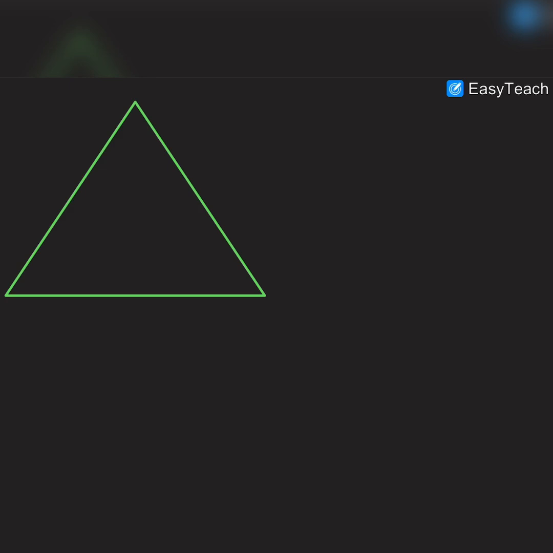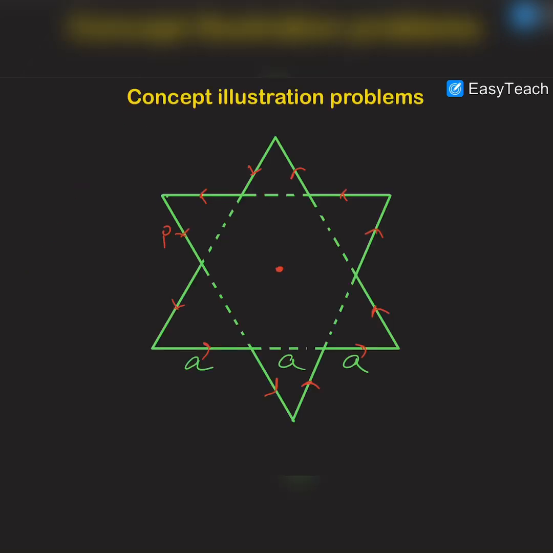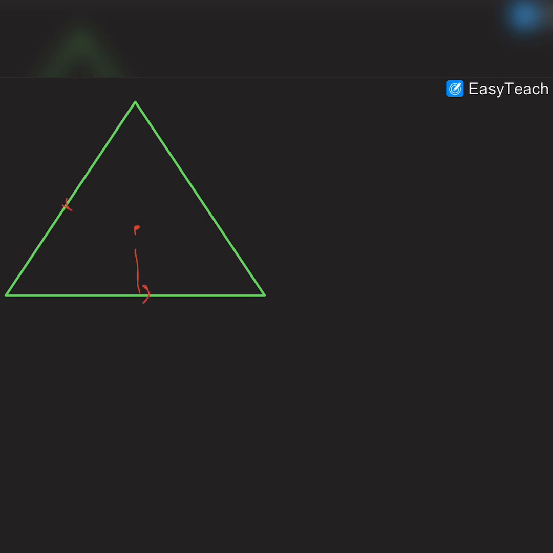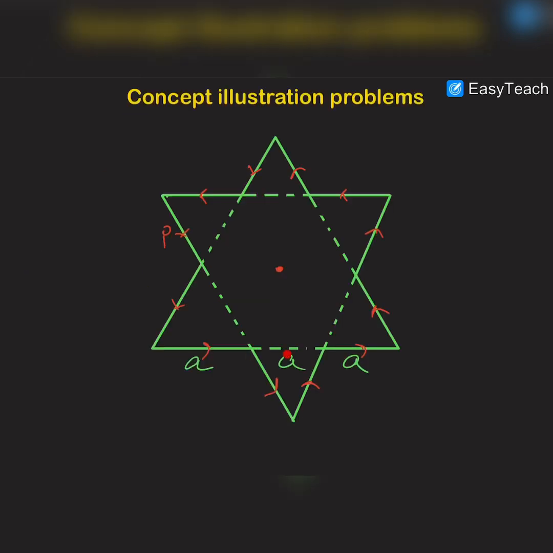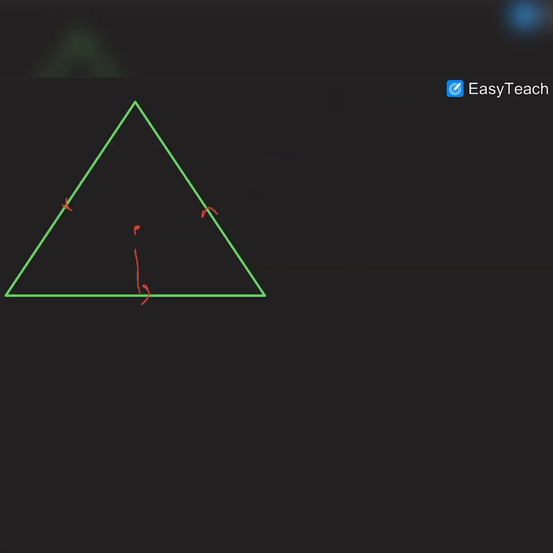This is the first triangle, and I'm writing the magnetic field due to the first one. The direction of the magnetic field is outside the plane because the current is in an anti-clockwise sense. The side of this triangle is 3A. You can see that this side is 3A, this is 3A, and this is 3A. Now we can easily find the magnetic field due to this triangle.